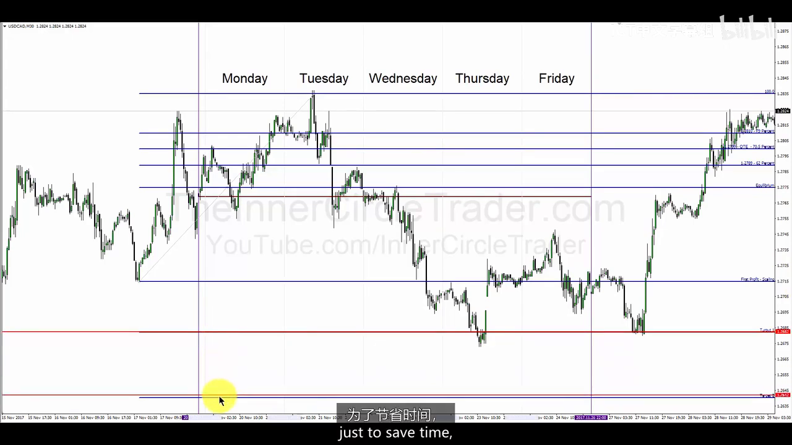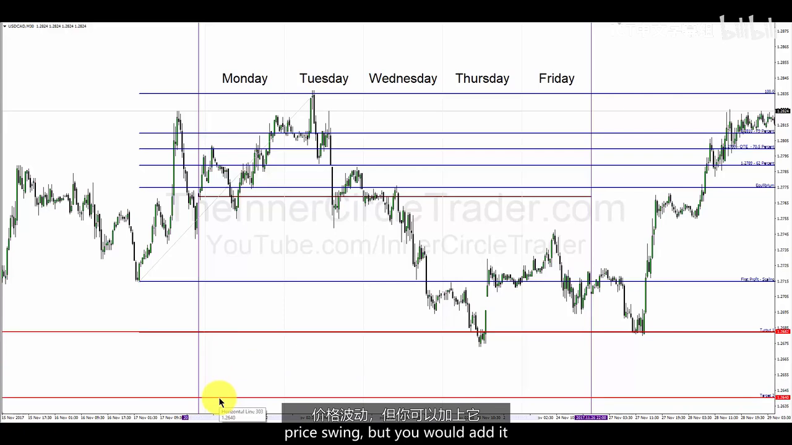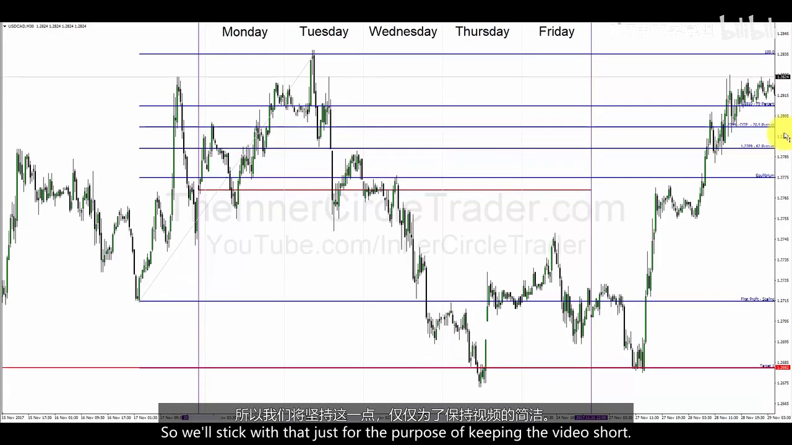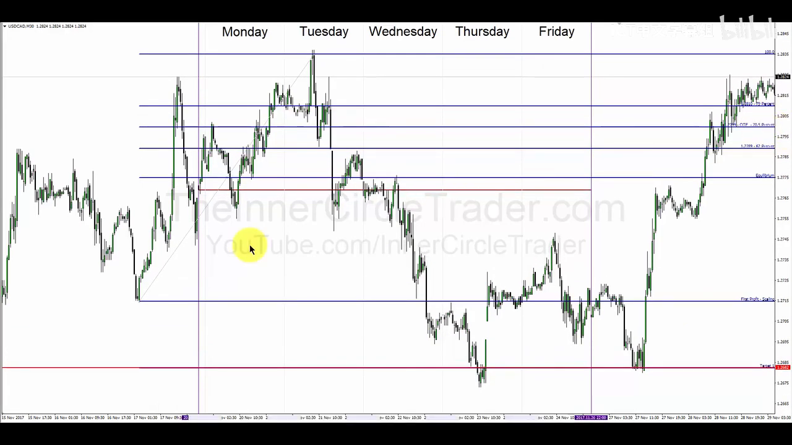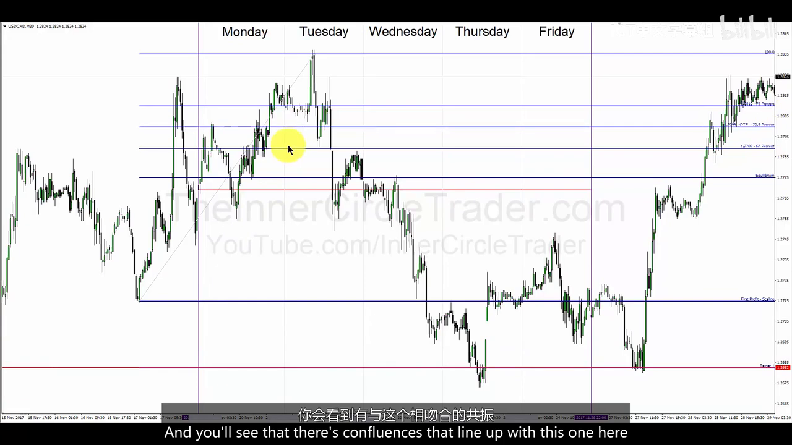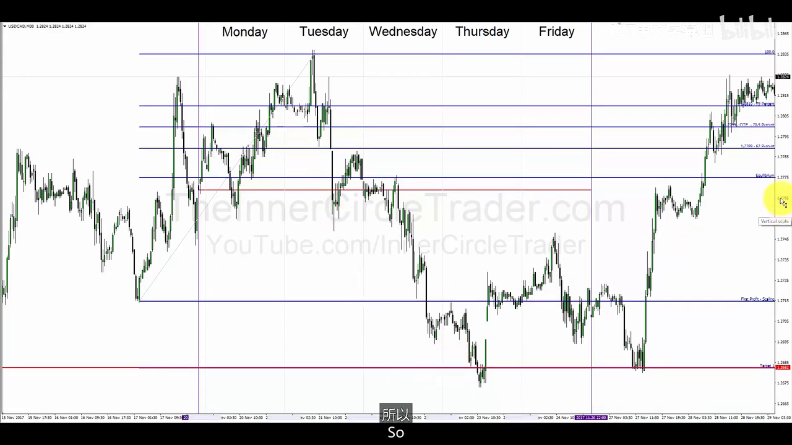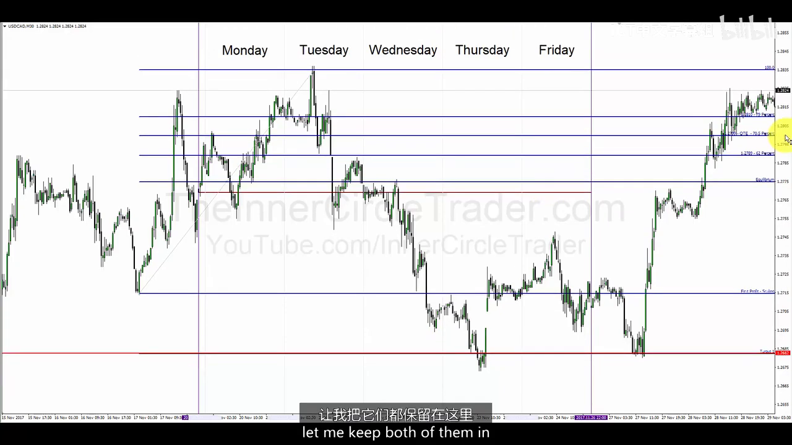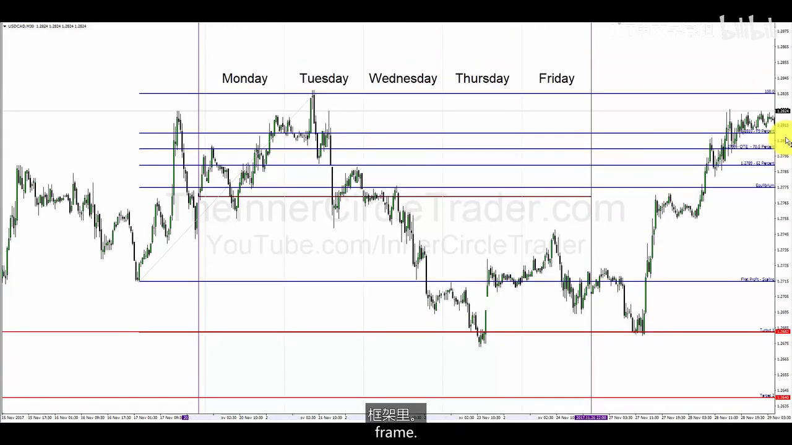And just to save time, we won't add the symmetrical price swing, but you would add it, and you would look for other confluences. But we had the benefit of hindsight here, so we'll stick with that just for the purpose of keeping the video short. And you'll see that there's confluences that line up with this one here a lot. So let me keep both of them in frame.